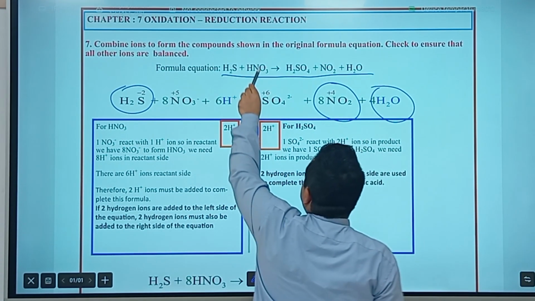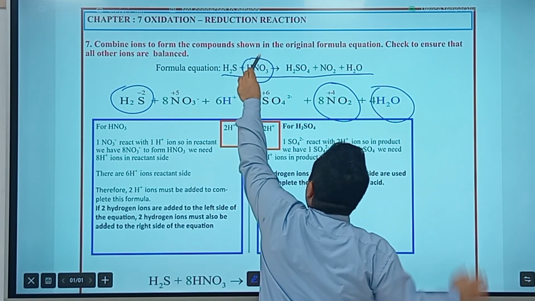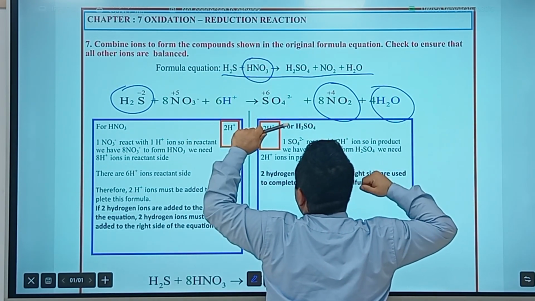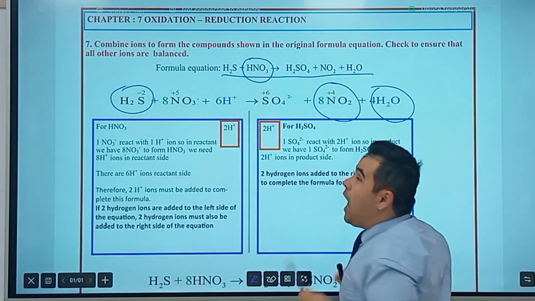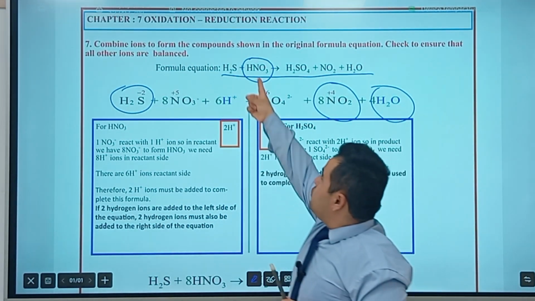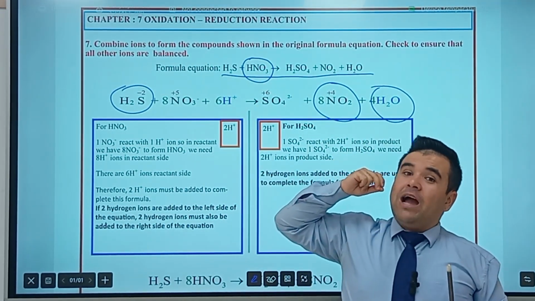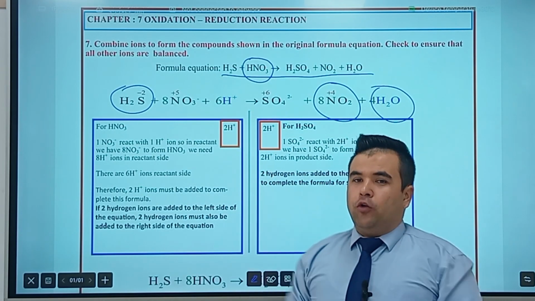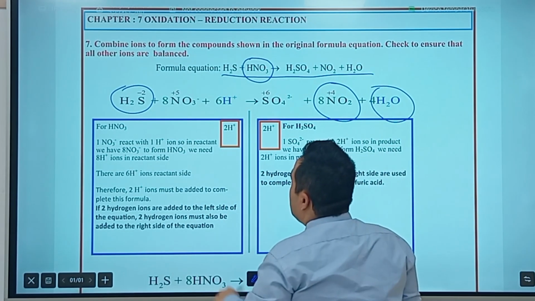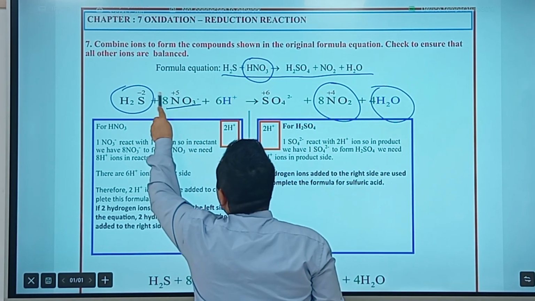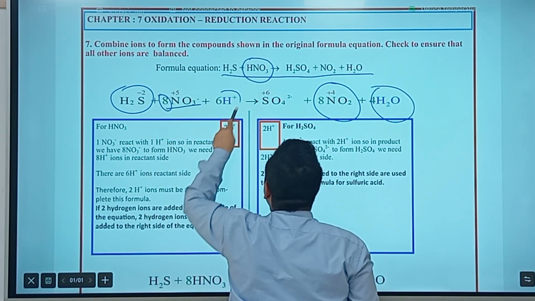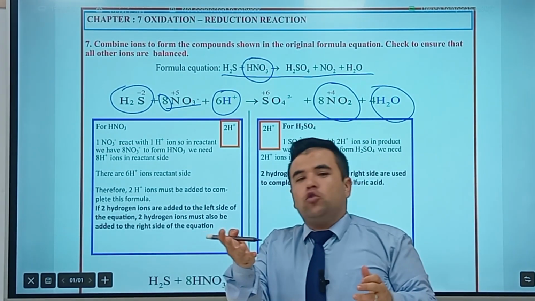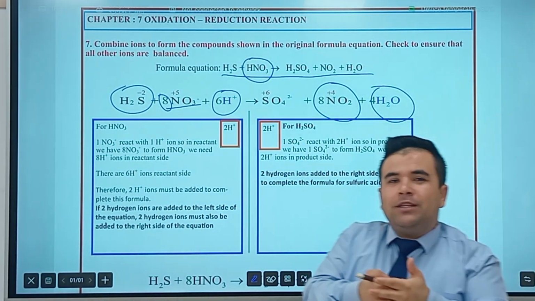In this case, guys, HNO3, we ionize it or separate it into H and NO3. How many H react with the nitrate? For every nitrate, we need a proton. In this case, how many nitrates do we have? 8 nitrates. But how many H do we have? 6. So how can 6 protons be combined with 8 nitrates?